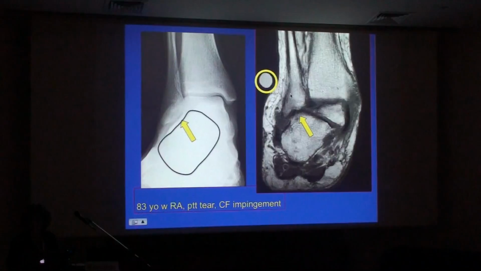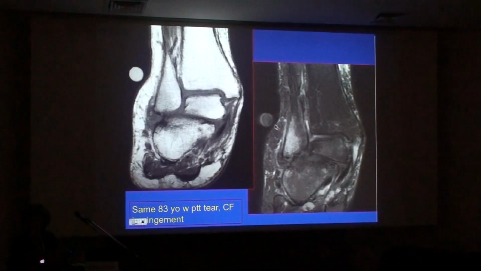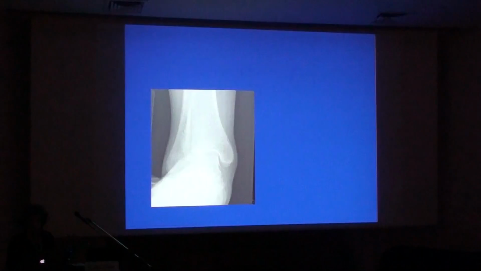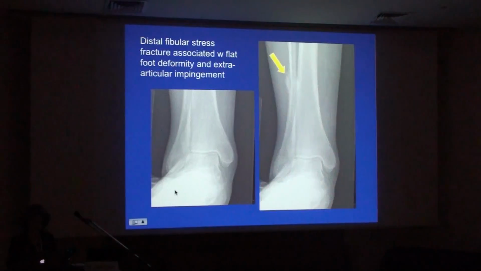And not only that, we're seeing edema in this area here, and on the fluid-sensitive images, you can see edema here. Again, notice where the marker is, the marker is lateral. The calcaneus is abutting against the fibula. The fibula is weight-bearing, and you're having pain laterally, even though this patient has medial abnormalities. So something to remember when you're seeing these plain radiographs, if you see lateral slanting of the calcaneus, think about extra-articular impingement. And this is another patient with slanting laterally here, and you can have fibula stress fractures.